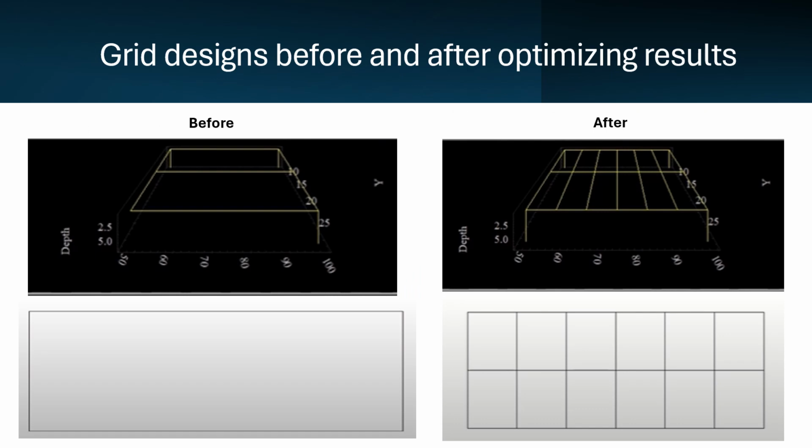In this slide we can see the optimizing result which has been done by the ETAP software. Before optimization we had only two conductors in y direction. After ETAP software's suggestion, we have added five more conductors in y direction.